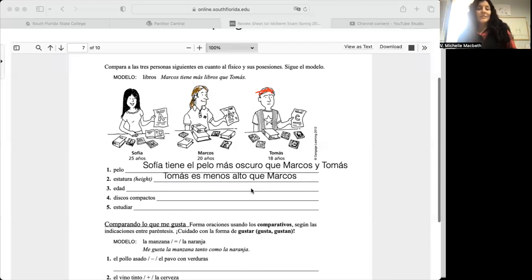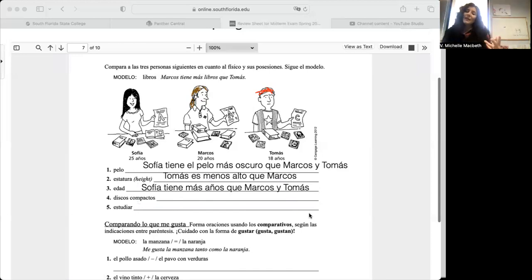In years, so Sofía is older than Marcos. So let's say that, right? So let's say Sofía es... let's say it this way. Tiene más años que... she has more years than Marcos and Tomás. Yeah? Because remember, we use tener for años. In Spanish, we don't are years, we have years, right?